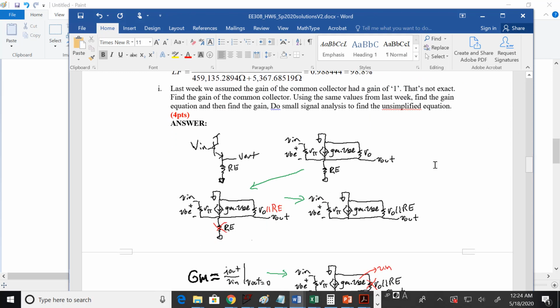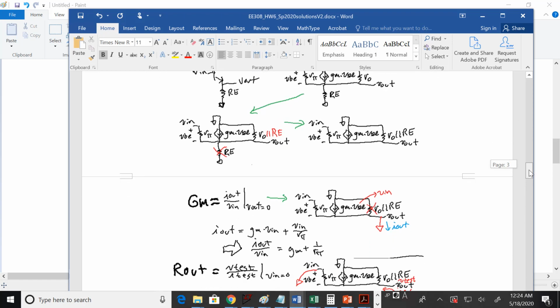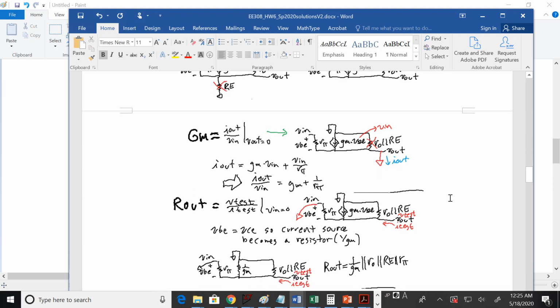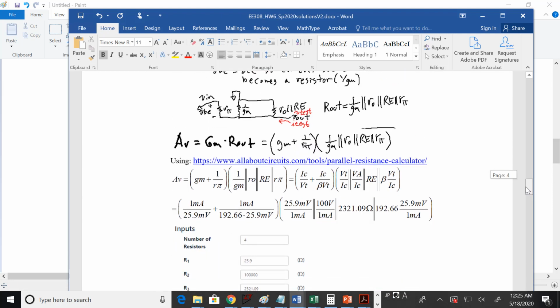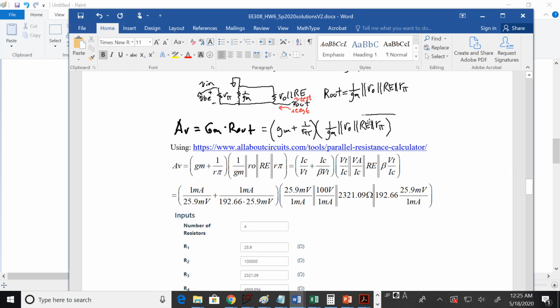Okay. Last week we assumed that the gain of the common collector was 1, and we didn't need to do any math. But this time I wanted you to do a little more small signal analysis work. So I asked you to find the gain of a common collector. And that work is here, so I won't go through it. But you find big GM and you find R out, and you multiply the two to get the gain, and it comes out to this nasty equation right here.